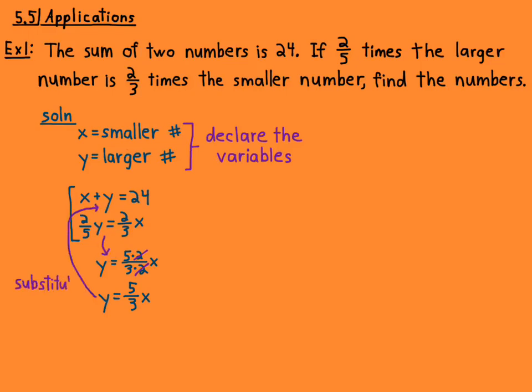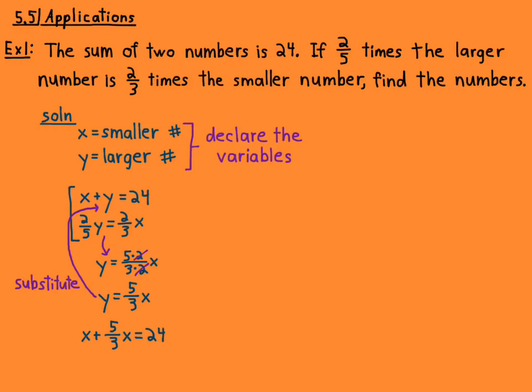So now I have to plug this into the first equation to get rid of the y's. So we're eliminating the y's by plugging this into the first equation for y. I replace the y in the first equation here with 5/3 x because y is 5/3 x. And then I'll just have x's in my equation. So x plus 5/3 x equals 24.